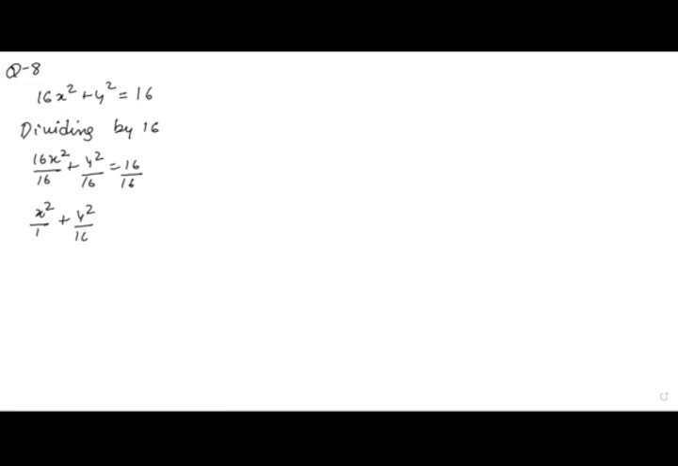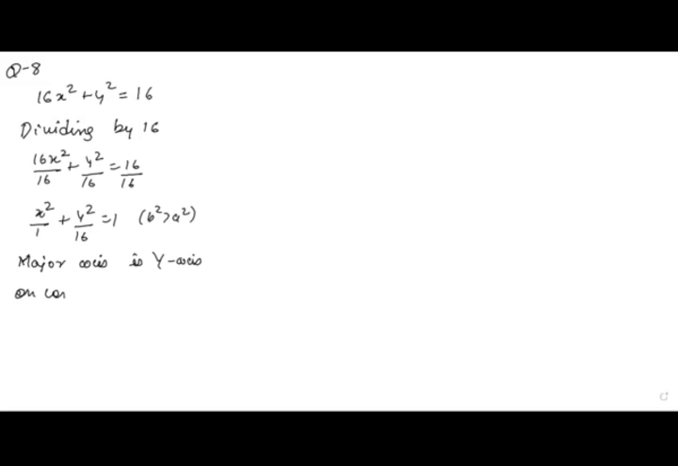Question 8. The given equation of ellipse is 16x square plus y square is equal to 16. Again, this is not in the standard form, so dividing by 16, I will have 16x square by 16 plus y square upon 16 is equal to 16 by 16. So this will be x square by 1 plus y square by 16 is equal to 1. You can see that here b square is greater than a square. So major axis is y axis over here.